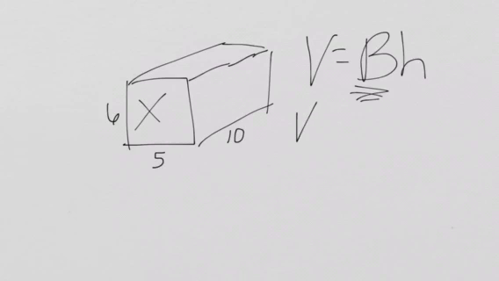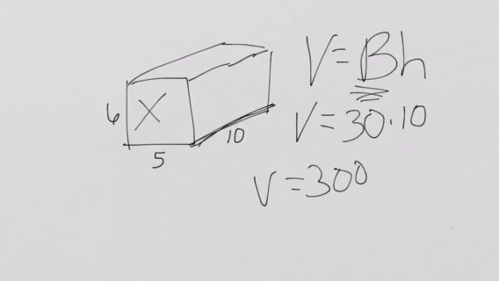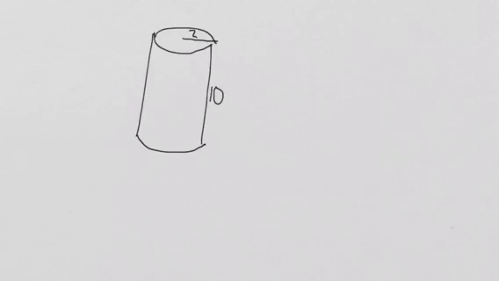So the area of my base is 6 times 5, which is 30, times my height, in this case, 10. So my volume is 300 cubic, and let's just say these were inches. Okay, so you find the area of the base times the height. It's pretty easy when you're talking about a rectangular prism.